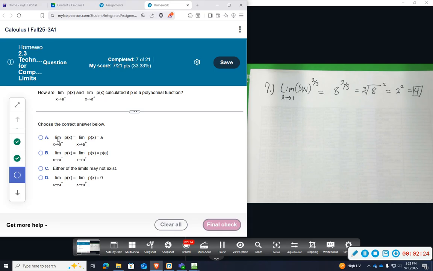So the limit of p of x from the left is equal to the limit of p of x from the right, which is equal to a. Left is equal to the right if it's equal to p of a. B looks good. Either limits may not exist. Limit p of x as we approach a from the left and approach a from the right is equal to 0. So if we don't know it's 0, it's going to equal whatever that function value is when we plug it in with direct substitution.